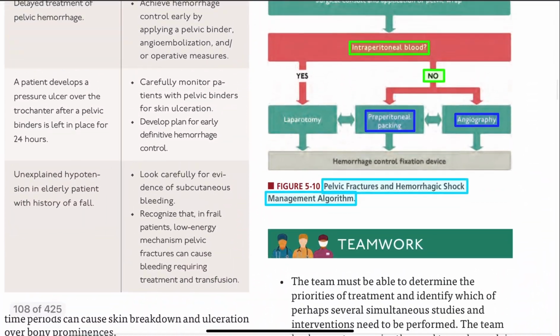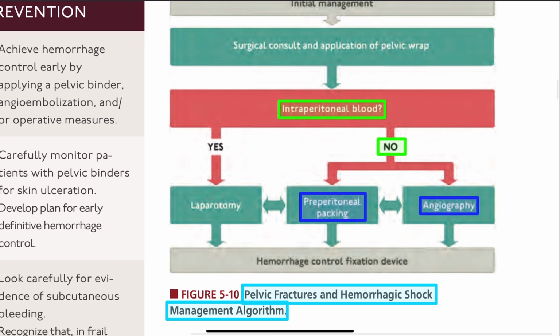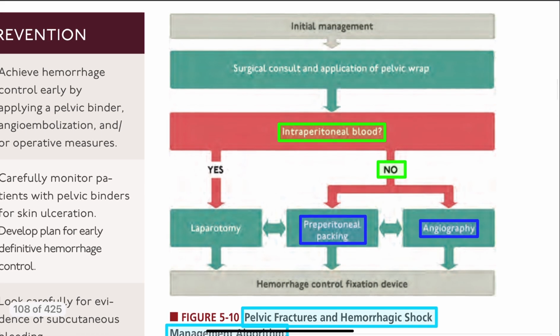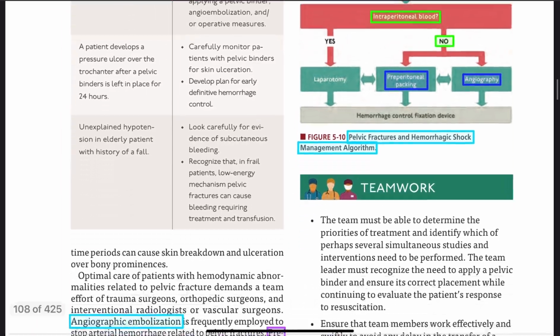And this is the flow chart of pelvic fracture and hemorrhagic shock management. Surgical consultation and application of a pelvic wrap or binder. If there is intraperitoneal blood, you should go for laparotomy. If there is no intraperitoneal blood, you should apply pre-peritoneal packing or angiography and hemorrhage control and fixation device.